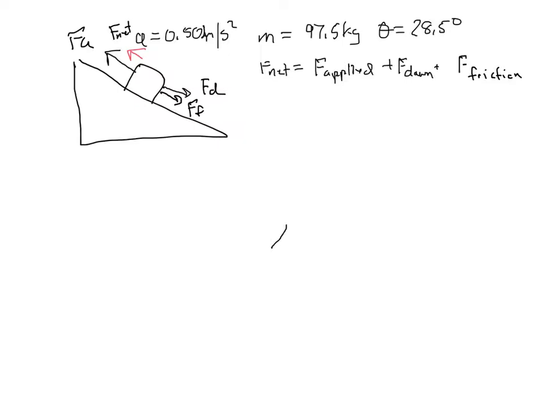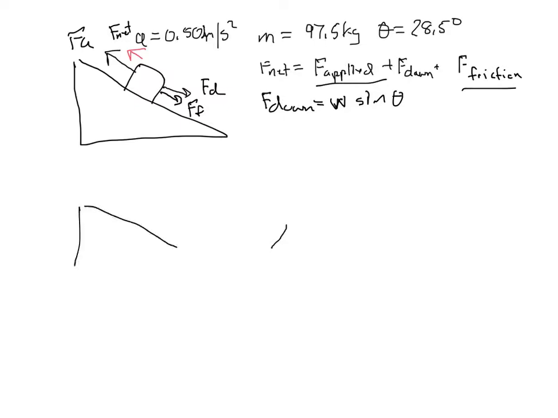So we can always find F down. F down is pretty easy. F down is always just the weight of the object times the sine of the angle. The thing we're missing is we're missing two forces. We're missing the applied force and friction, so we need to find the force of friction.